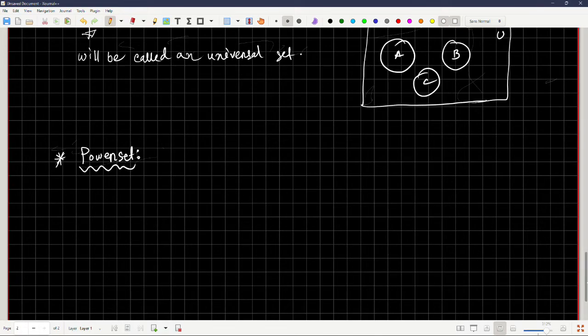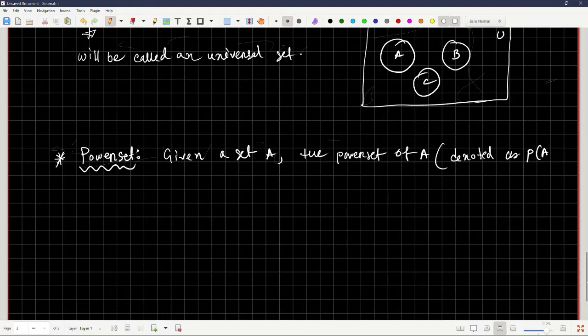So what is a power set? Given a set A, the power set of A, most of the time it's denoted as P of A, to denote the power set, is the family of all subsets.